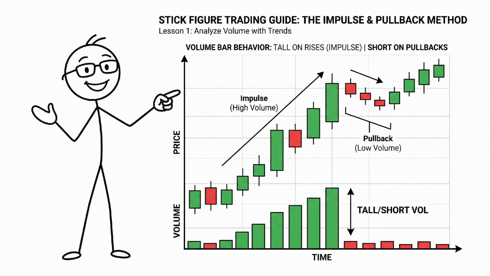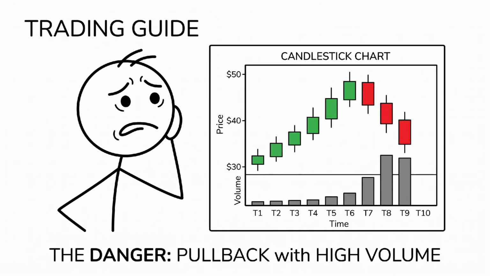In a healthy uptrend, volume expands on the impulse up and contracts on the pullback. That tells you the buying pressure is real and the pullback is just a pause. When it's reversed, volume shrinking on the impulse, expanding on the pullback, that's a warning. The trend is running out of fuel.